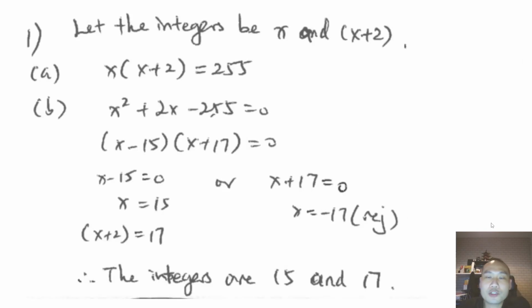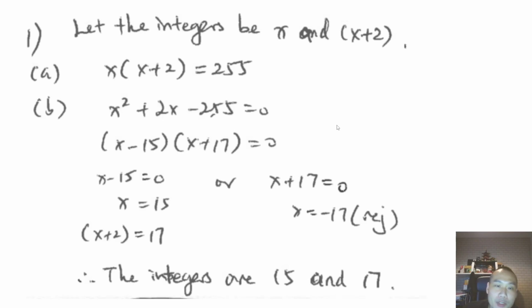Let's go. So in the first question, we are going to let the integers be, let's define the variable first. So we are going to let the integers be x and the other one will be x plus 2, right? So we know that the product is 255. So x times x plus 2 equals 255. We can write it in this manner, right?